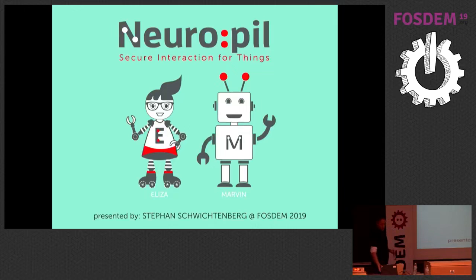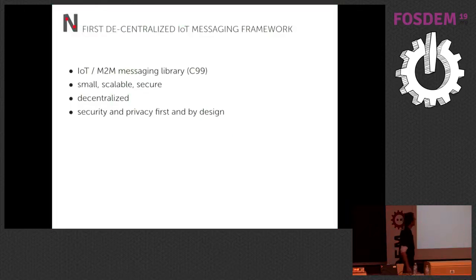And then I finally asked Marvin, so what would you use to secure the communication channels? And he said, yeah, well, you have to use Neuropil. And I said, what is Neuropil? And he said, it's a very small library. It's a C library that you can install on any device. You can use it as a library in an application. And it's working in a decentralized, scalable way. And it's doing security, and it follows a security and privacy first by design approach.